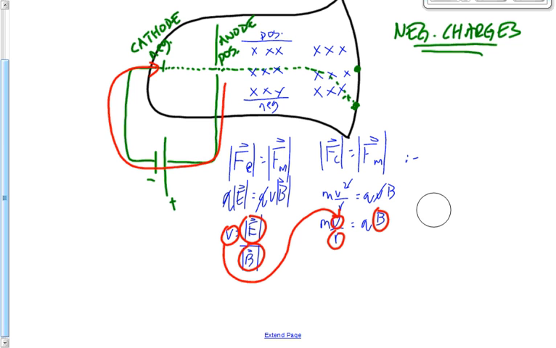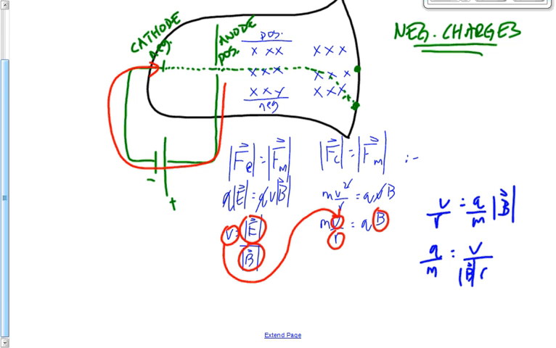Let's take the M down by dividing. V over R is equal to Q over M times B. Now let's take the B over by dividing. Let's leave it up there and do another step here. Q over M is equal to V over B times R.